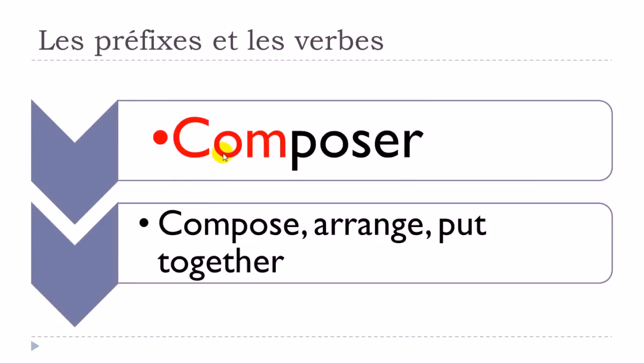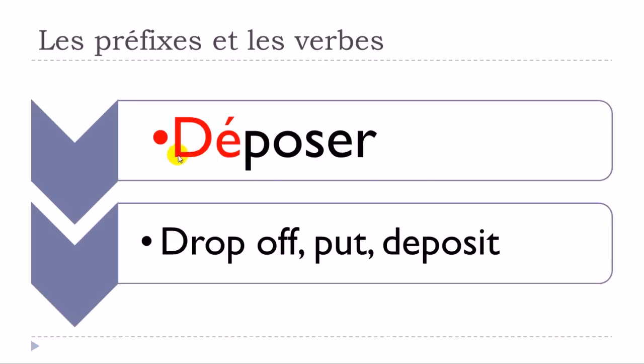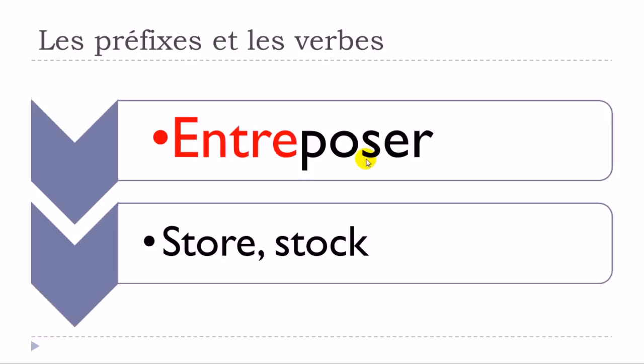So it's possible to add this com prefix, con, composer. Okay, composer. All right, and you've got here the translations of this verb, composer. It's also possible to add the prefix de, accent aigu, de, and you get déposer. All right, déposer. And here you can find what it means in English. It's also possible to add the prefix entre, R-E, entre, and you get entreposer. Okay, and here is the meaning.